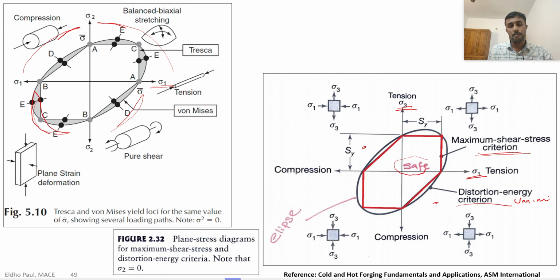According to Von Mises criteria, we have an ellipse in plane stress condition and a hexagon for Tresca criteria. When we inscribe this hexagon in an ellipse, we get a region where plastic deformation occurs and a region where elastic deformation occurs. The region outside of this ellipse is where plastic deformation occurs. So if you take a body subjected to a complex loading condition, the state of stress should be outside of this ellipse and hexagon for plastic deformation. If it is inside, it is only elastic deformation.